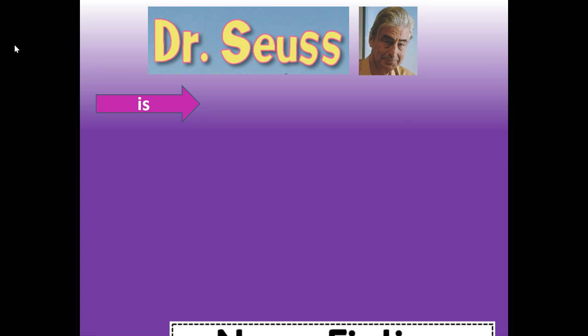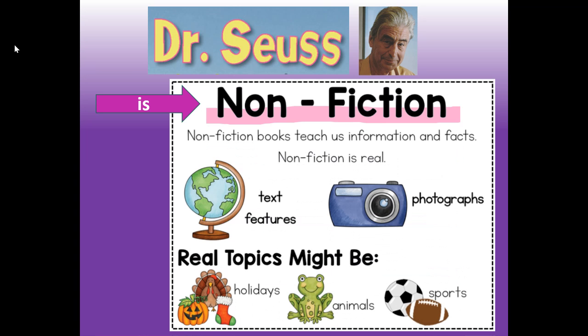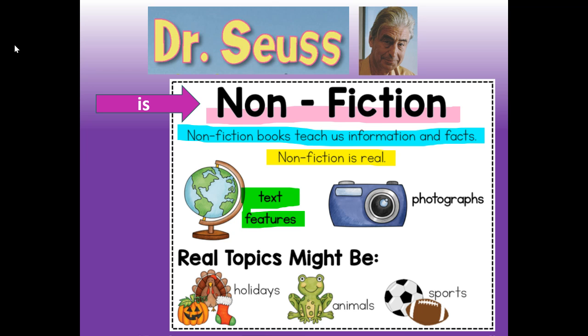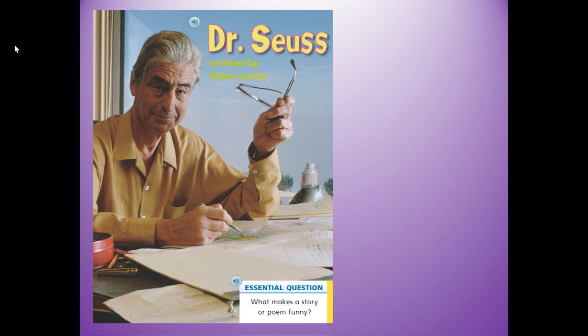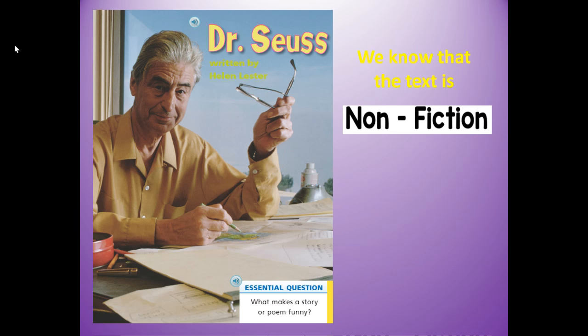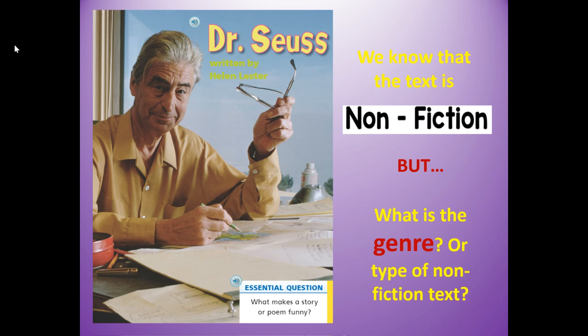Dr. Seuss is nonfiction. Nonfiction books teach us information and facts. Nonfiction is real. It has text features like photographs. Real topics might be holidays, animals, and sports. We know that the text Dr. Seuss is nonfiction, but what is the genre or the type of nonfiction text? So what is the genre of Dr. Seuss?